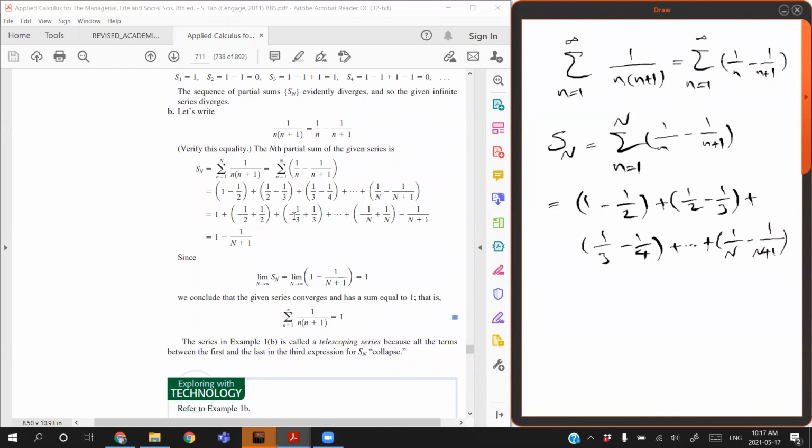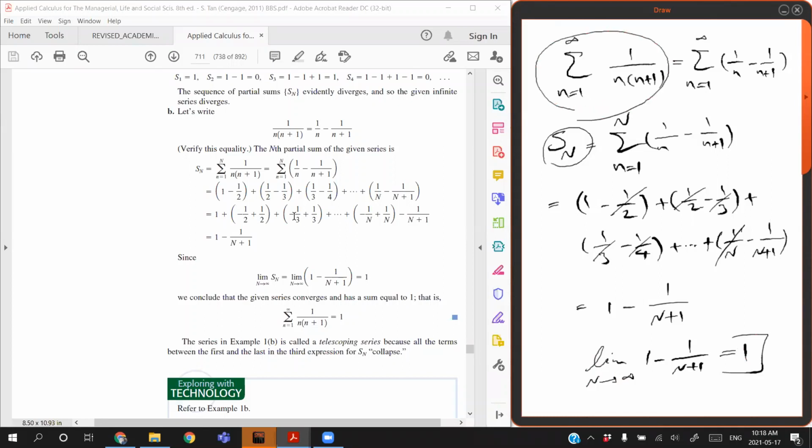At that point, you can see that this term cancels this one, this one cancels the one right after that, and the one right before this is going to cancel this one. You will be left with only 1 minus 1 over N plus 1. That is, we found the formula for Sn. Now we can easily take the limit of that, which is 1. So now we can see that this series is equal to 1.